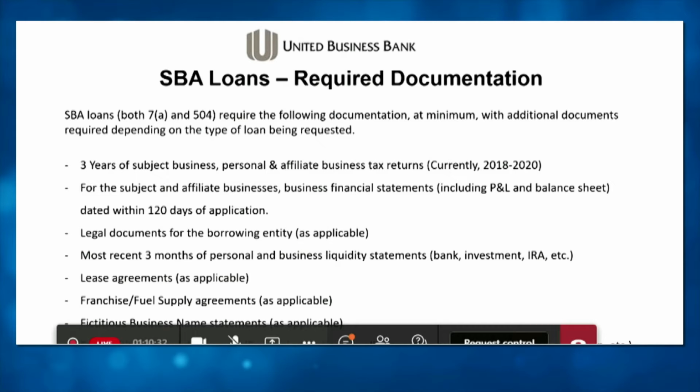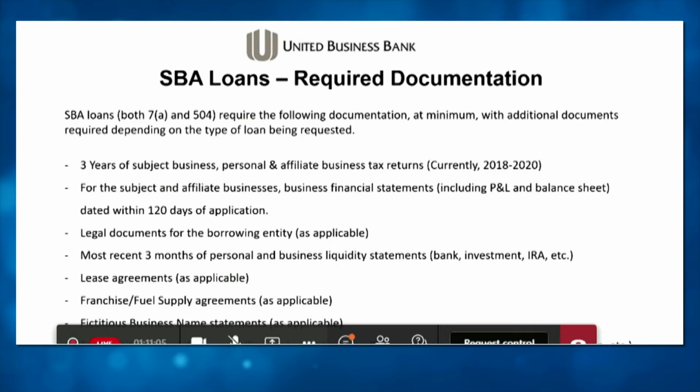But anything that is deemed an affiliate by the SBA, you would be required to submit 3 years of tax returns. So right now, although we are in 2022, because the 2021 tax returns are not yet due, the current requirements for tax returns for the various entities that I mentioned would be 2018 through 2020. Now, if you have the 2021 tax returns completed, that would be great, and you can definitely submit them. But the requirement for now, at least until the tax returns are required to be submitted, is just 2018 through 2020.